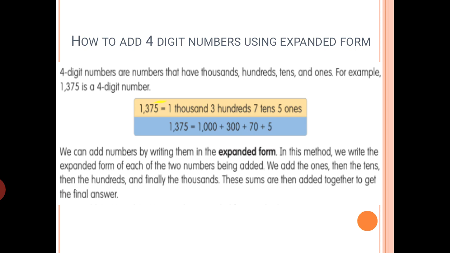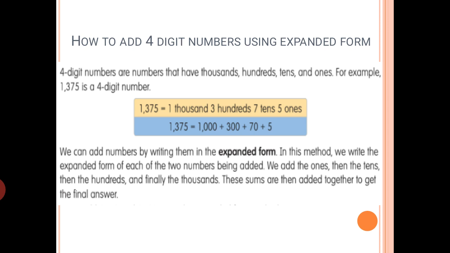And how can we make it into its expanded form? Like 1 thousand, 3 hundreds, 7 tens and 5 ones. So this way we can write it in words as well and we can write it in digits also, like 1000 plus 300 plus 70 plus 5. So this is the expanded form of the number 1375.